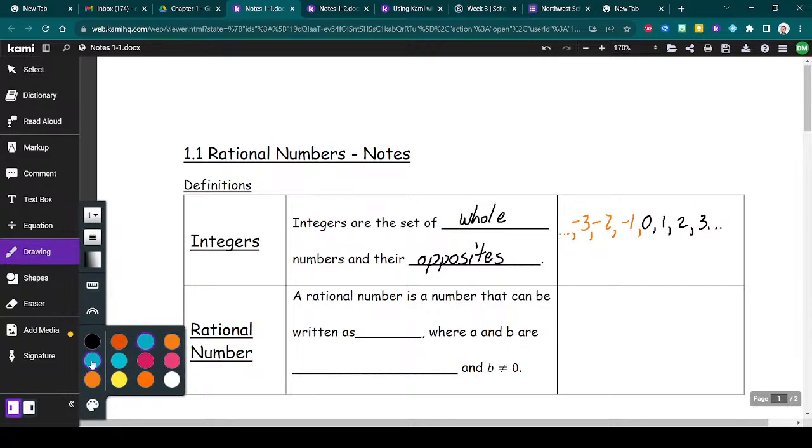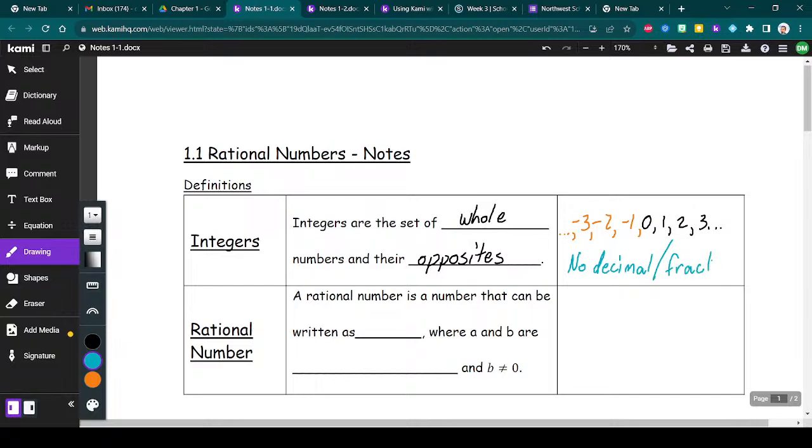And what I'd like you to make note of is the fact that when we have integers, when you simplify them, they can have no decimal part, and they can have no fraction part. And we'll see some examples of this in a moment.